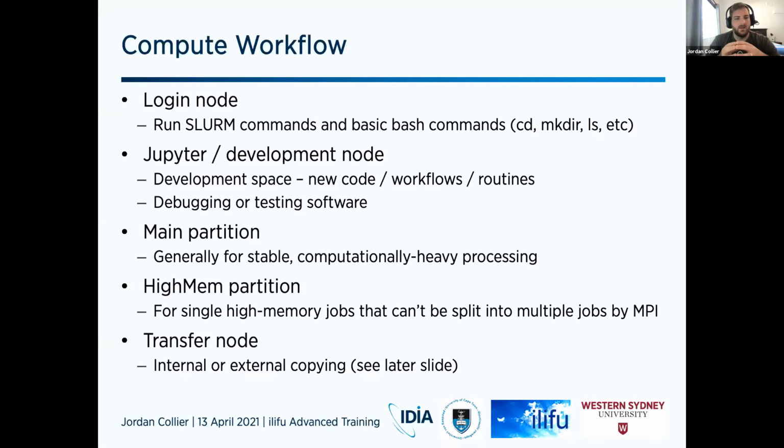You may also make use of the high mem partition, and generally this is for where you have a single high memory job that can't be split into multiple jobs by what we call MPI, message passing interface. I'll cover this later, but essentially, if you can't make use of that to split your job into multiple steps that each take a smaller amount of memory, then if you have high memory requirements, you would want to use this partition. And then we also have the transfer node as a service. This is for internal and external copying. So from one path to another within ilifu, or from an external machine to ilifu, or vice versa. And I'll show this on a later slide.